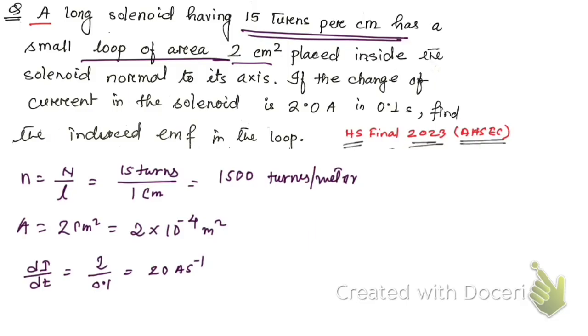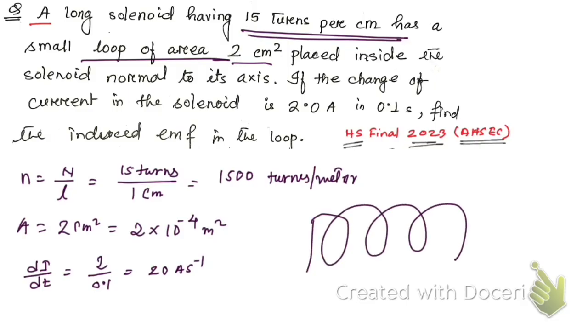Now you see, inside the solenoid there is a loop, and this loop is perpendicular to the axis of this solenoid. We need to find the induced EMF in this loop. We know that the flux through this loop inside the solenoid will be phi is equal to B, the magnetic field, into the area of this loop. The area of this loop is given.